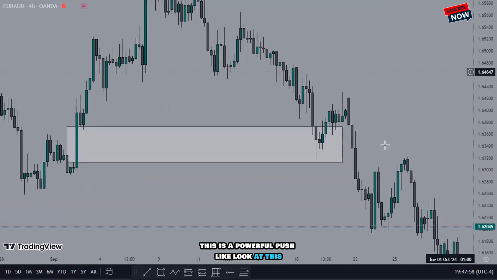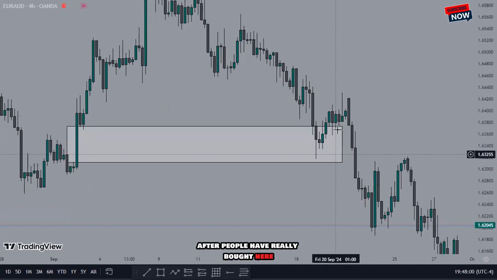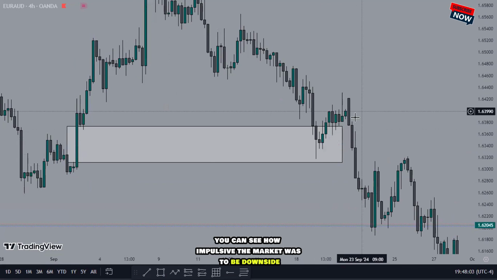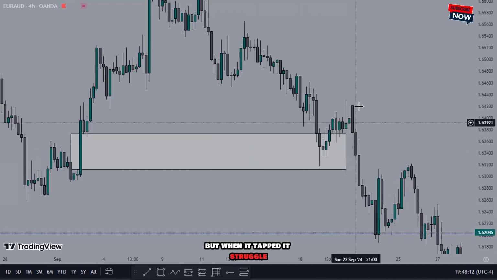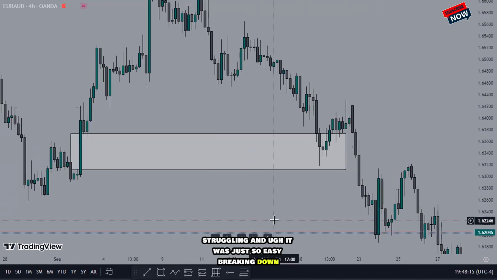Like if you look at this thing, this is a powerful push. Like look at this. After people have already bought here, you can see how impulsive the market was to the downside. Can you see how the market was struggling to enter this level, but when it tapped, it struggled, then it was just so easy breaking down.